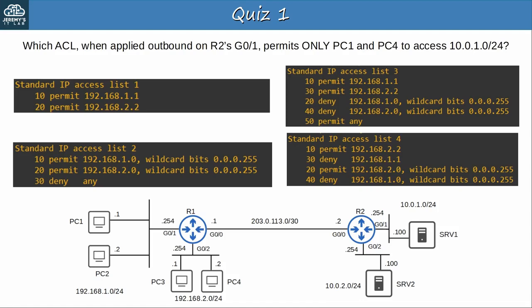The answer is ACL 1. Entry 10 permits PC1, and entry 20 permits PC4. The implicit deny will deny all other traffic. So, ACL 1 fulfills the requirements, and the other ACLs do not. Let's go to question 2.